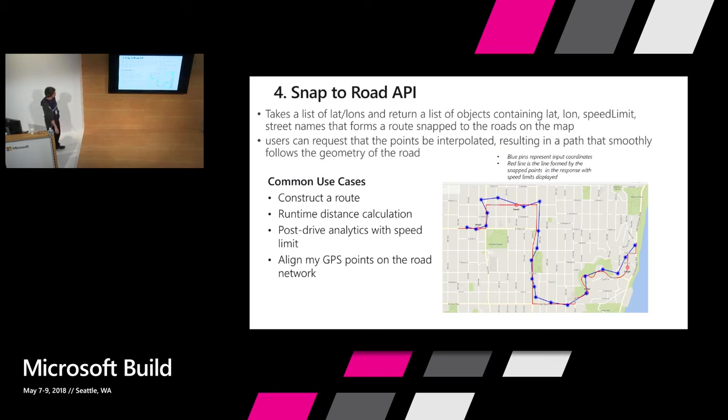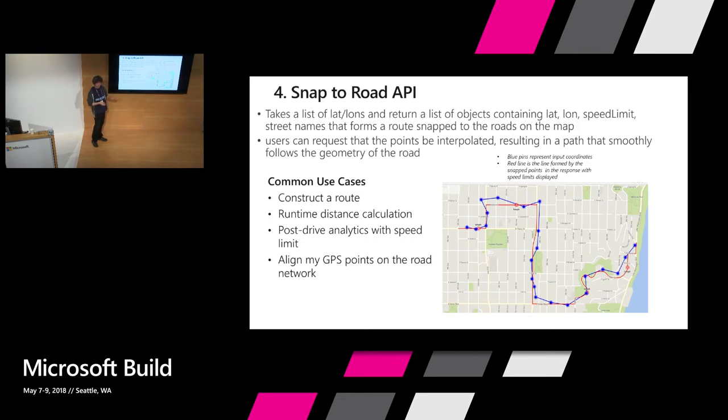Now we get to our final API that we released. This is our Snap to Road API. What this does is it takes a series of GPS coordinates, which, as you know, can be very inexact, and it will intelligently interpolate and snap them onto the road network and return for you the actual route. And with the actual route, you'll get a lot of interesting street attributes.